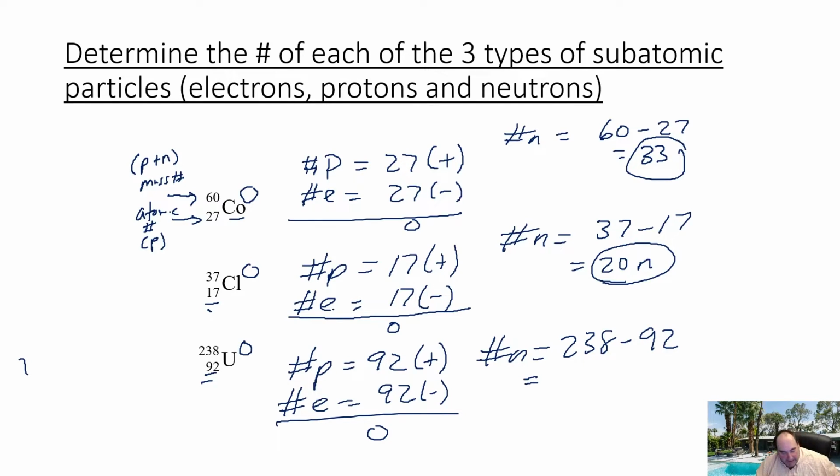That feels like a lot there. 146 maybe. Let me double check here. 146 in terms of our number of neutrons. So again, hopefully you can see here, I just kind of want to go through protons probably first. That'll help you get to the electrons and then obviously to your neutrons.